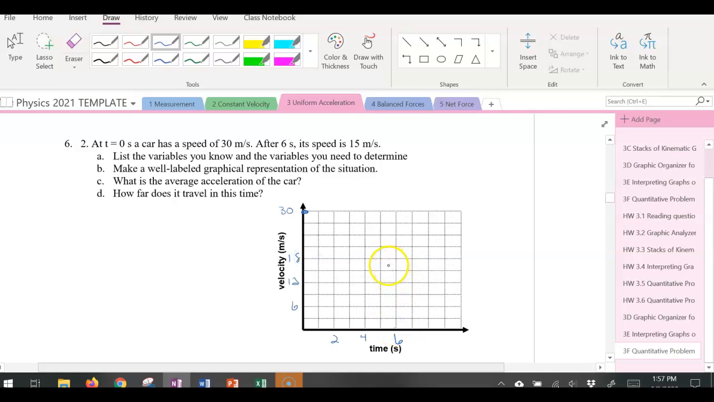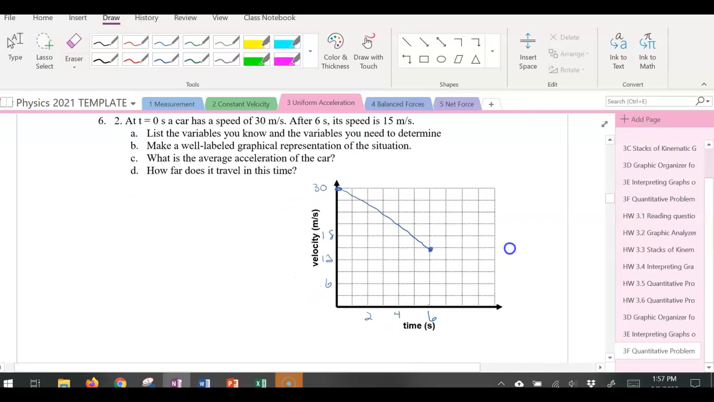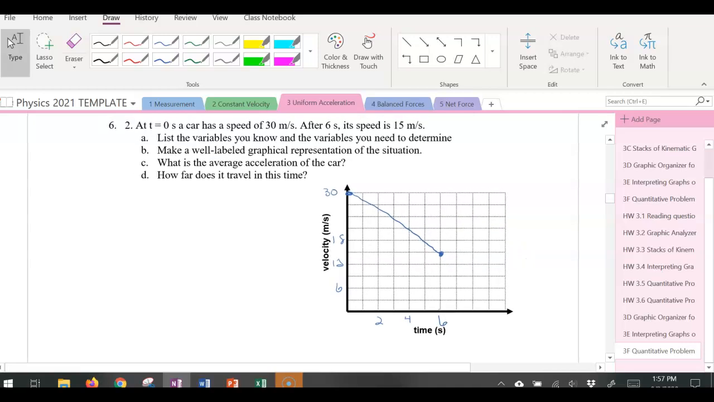Okay, so at 6 seconds, its speed is 15. And it's the same questions that we had before. What is the average acceleration, and how far does the car travel while the speed is changing? And so, I'll make a list of the things I know here. This time we'll do it in the reverse order.